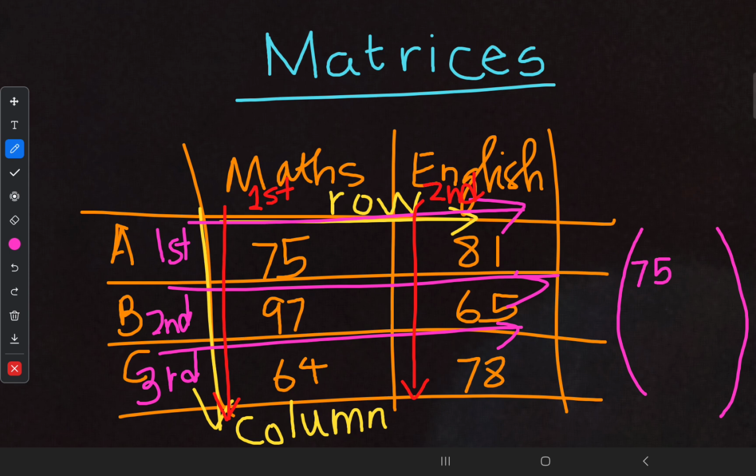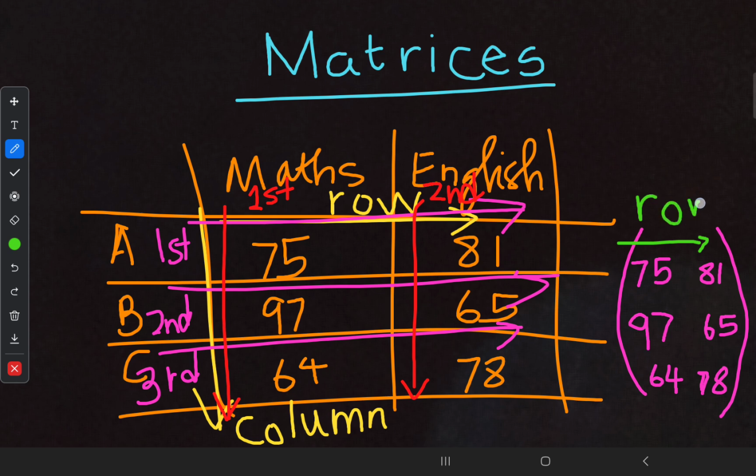It's very easy. First column, first row. So here also we indicate that as our first quantity. So 75, then 97, then 64. In your second column, how many digits do we have? We have three data. So 81, leave a small space. Don't write 7581 together. You should leave a space between these numbers: 81, 65, and 78.